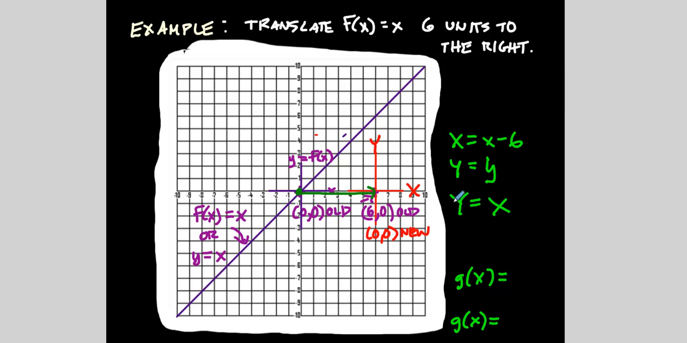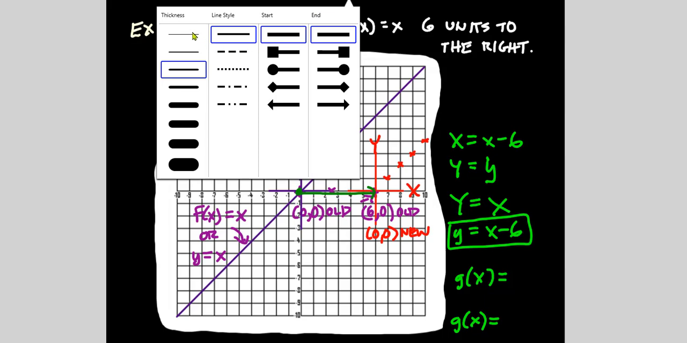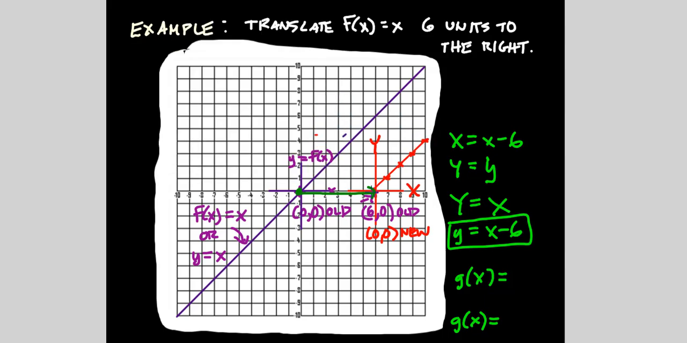Now I will replace big Y with little y, and I'll replace big X with little x, and this is the equation of the shifted line. Of course, we're not using f of x here, that's the original function. So this is y equals little x minus 6. Let me draw that function in now, that's shifted. It's the identical function, it's just slid 6 units to the right, identical to the original function except it slid 6 units to the right. And the graph would look like this.